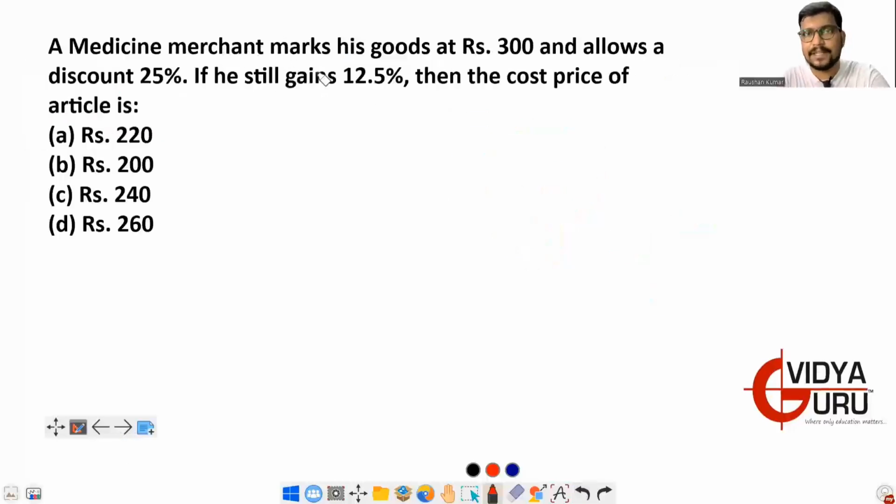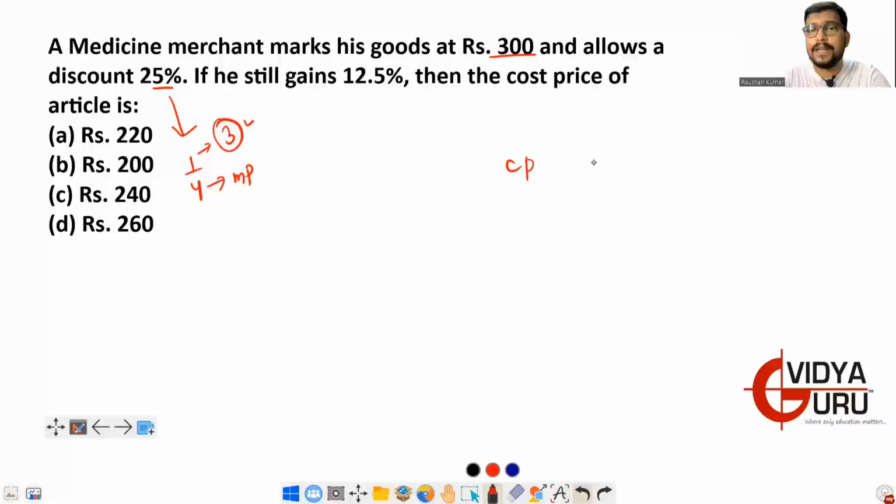Question is saying a medicine merchant marks his goods at rupees 300 and allows a discount of 25%. If he still gains 12.5%, then find the cost price. See, we can use the ratio concept and thereafter the other concept as well. If we use the ratio concept, the question says a medicine merchant marks his goods at 300. So 300 is your MP, and he allows a discount of 25%. 25% means what? It should be 1 by 4. If 4 is MP and we are giving 1 rupee discount, you can say SP will be 3 rupees. Yes or no?